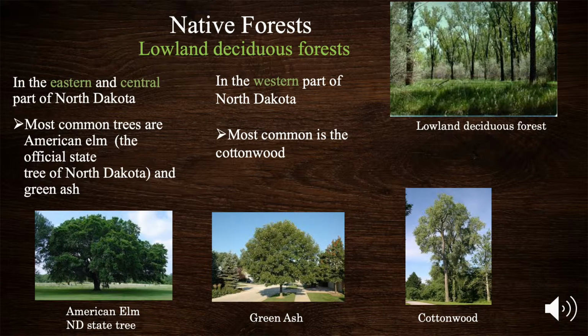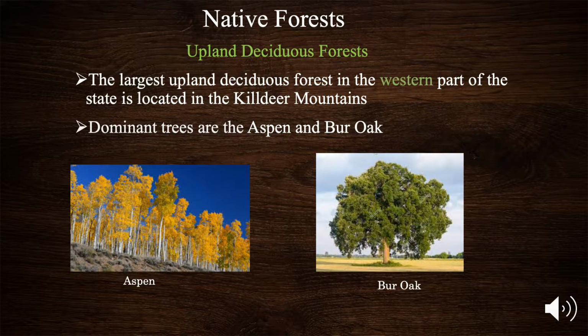Native forests, lowland deciduous forests. In the eastern and central part of North Dakota, the most common are American elm, the official state tree of North Dakota, and green ash. In the western part of North Dakota, the most common is cottonwood. Native forests, upland deciduous forests. The largest upland deciduous forest in the western part of the state is located in the Killdeer Mountains. Dominant trees are the aspen and bur oak.